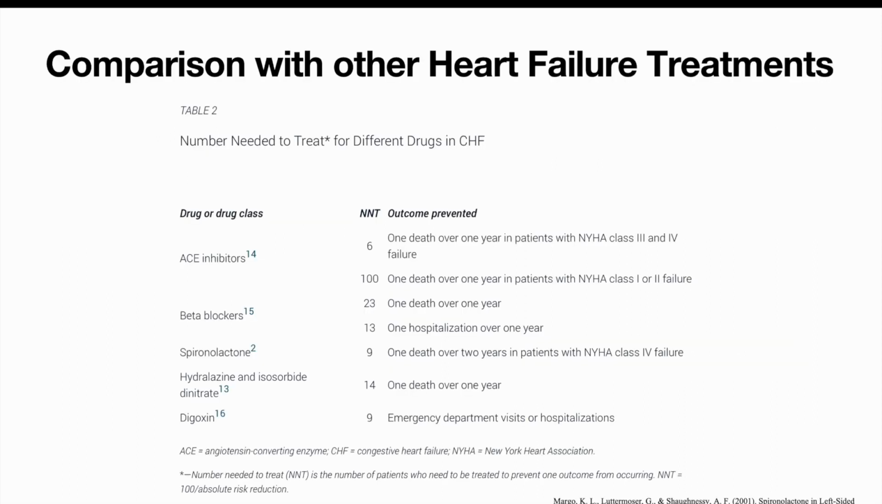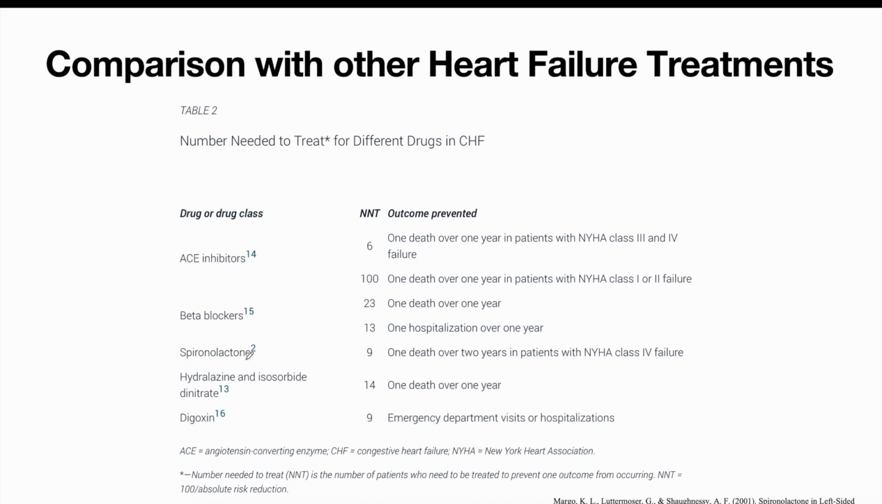So this is interesting because you can then compare the number needed to treat with other heart failure treatments. This is from a study that appeared in the American Family Physician. It's kind of cut off on the bottom there, back in 2001. And we see number needed to treat for different drugs in congestive heart failure. Okay, so we have our ACE inhibitors and our number needed to treat. And these are different classifications of heart failure, how severe the heart failure is. It's the New York Heart Association, class 1, class 2, class 3, and class 4. You can measure how severe. And so class 4 would be the most advanced heart failure patients.